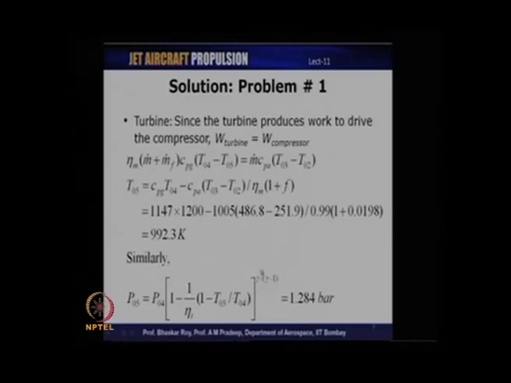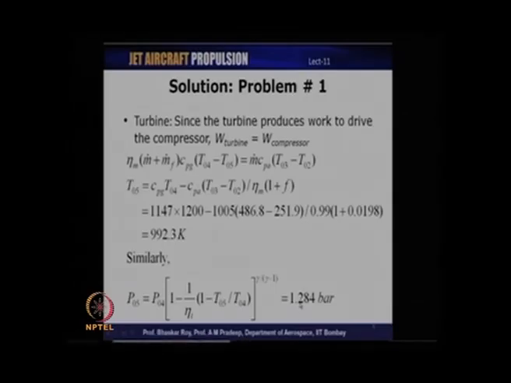And remember, we are going to use gamma here as 1.33 and not 1.4, because we are now dealing with the combustion products, and so we are going to assume an average gamma for all the combustion products, and that is going to be assumed as 1.33, and the average gamma for air is 1.4. So if we substitute for all these values here and simplify, we get P05, which is the turbine exit stagnation pressure, equal to 1.284 bar. So this is the pressure at the exit of the turbine.